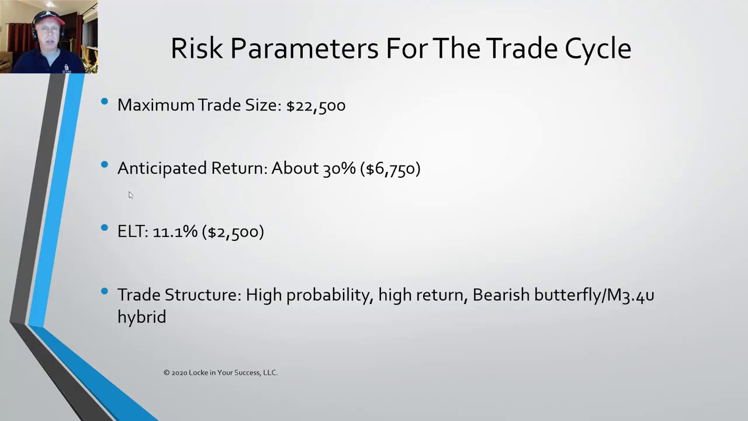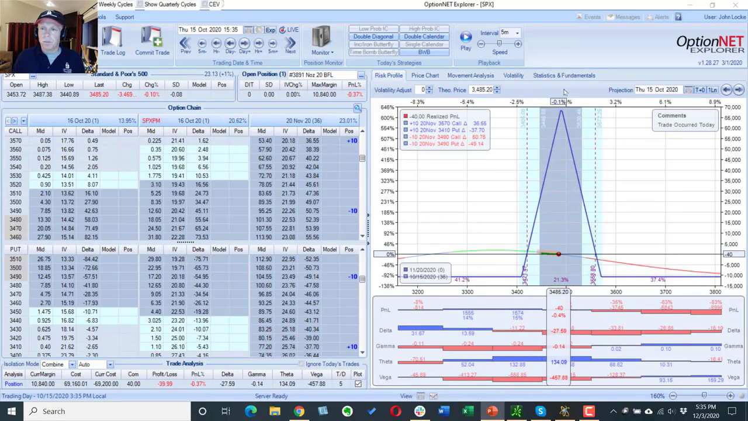I may hang in here and I may go for 40%, 50%, 60%. We've had 100% trades on this. Okay, so that could happen. But generally, my anticipated return is probably about 30% on something like this. And again, my exit loss trigger is about 2,500 bucks.